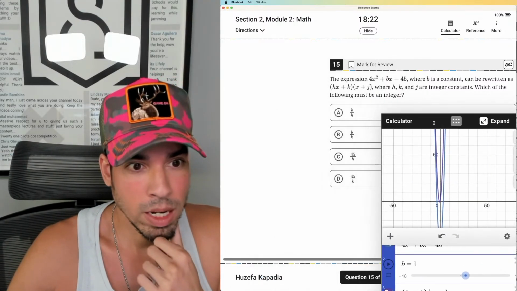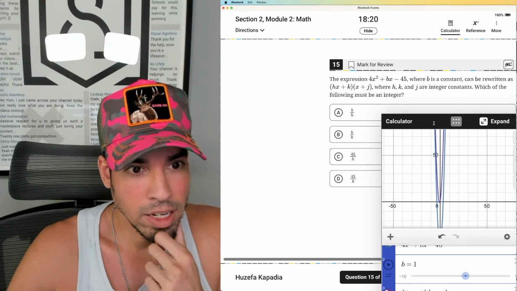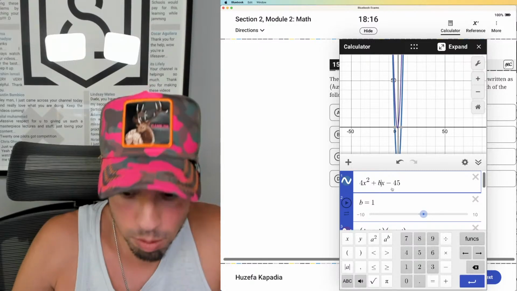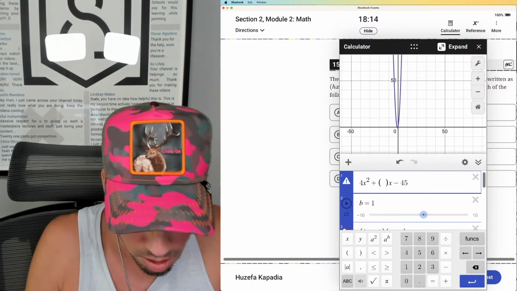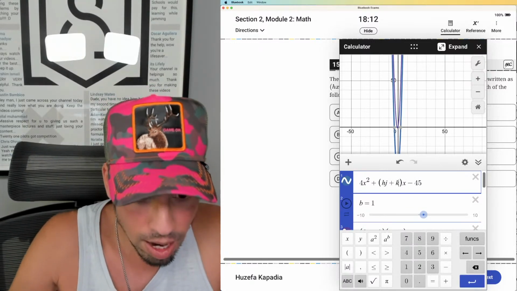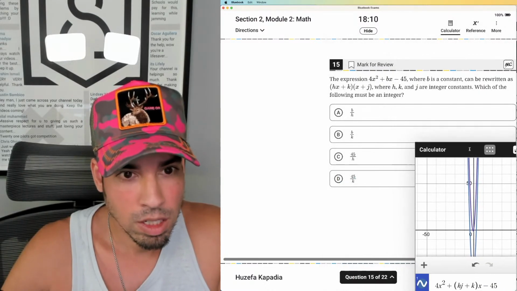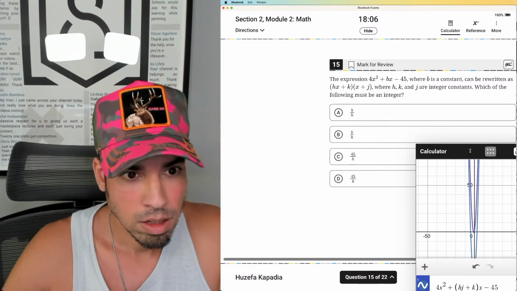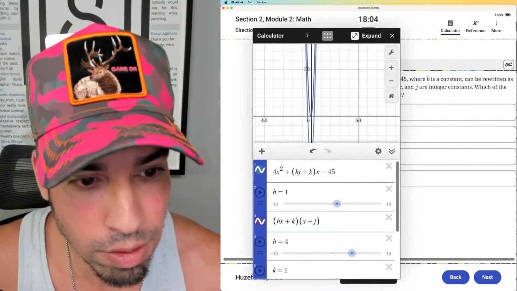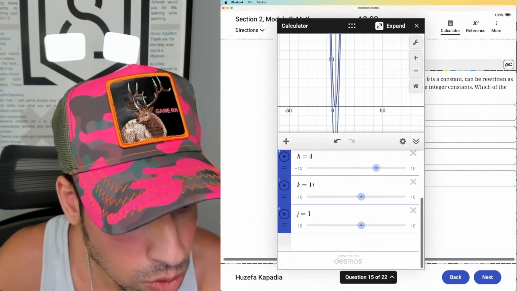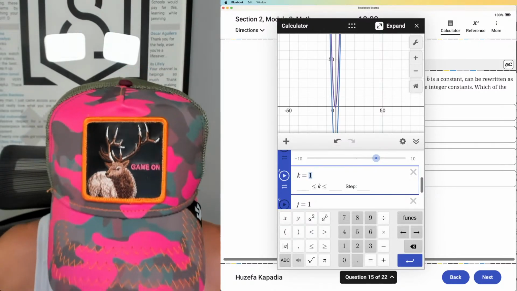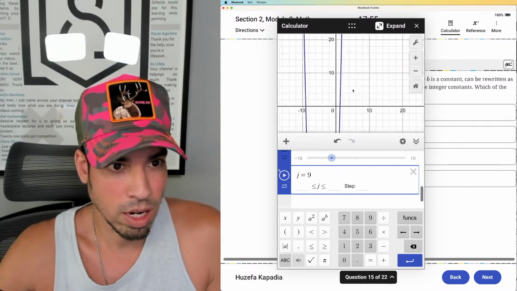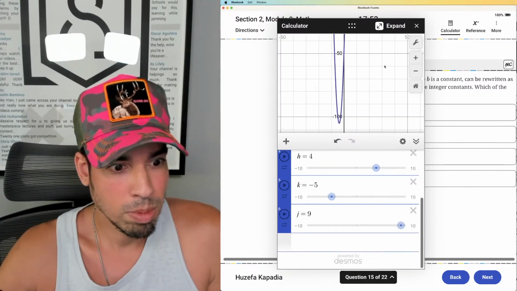Oh, wait a minute. No. hj plus k is equal to b. So what if we did this? hj plus k is equal to b. And k times j has to equal negative 45. So negative 5 and 9 maybe, and now they're equivalent. Okay. Does that help us much?